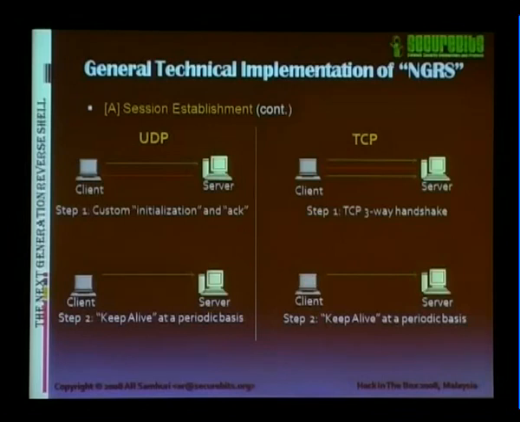This diagram shows the session establishment and the difference between TCP and UDP. In the TCP section, the TCP three-way handshake takes place, and then keep alive messages are sent on a periodic basis. However, with UDP, there are customized initialization and acknowledgement packets that take place between the client and the server, and then keep alive messages are sent on a periodic basis as well.